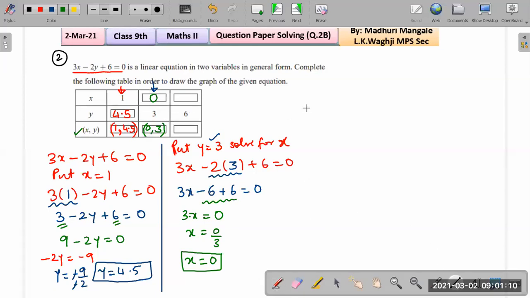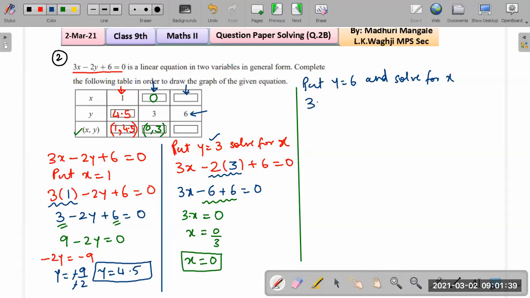Next we move to the next box. So once again, check students, here x is not given. So we have to find x, but y is given. Just check, y equals to 6. Yes, so we put y equals to 6, and we have to solve for x. Isn't it easy? We have to just substitute the value. I am writing out the equation again. 3x minus 2y plus 6 equals to 0. So just replace y with 6. So here I have put 6.